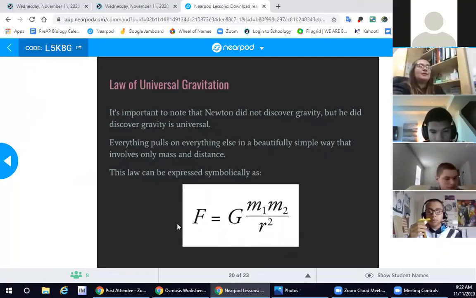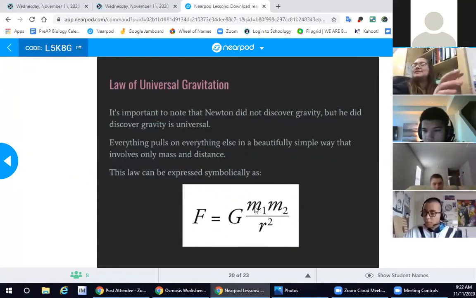And then he came up with this law. This is the law of universal gravitation. This is the formula. This year, since you are not in school and you cannot use a calculator with 10 to the 20th power functions, we won't be plugging in numbers like we normally would, but we are still going to talk about the effects of this law.